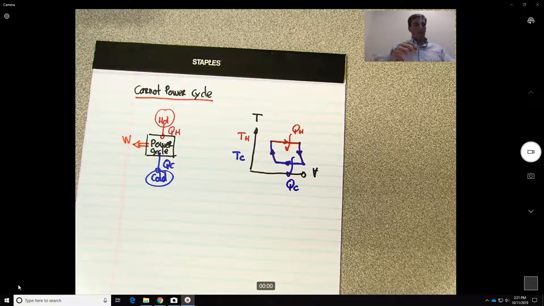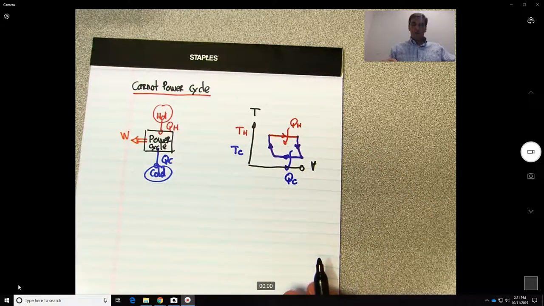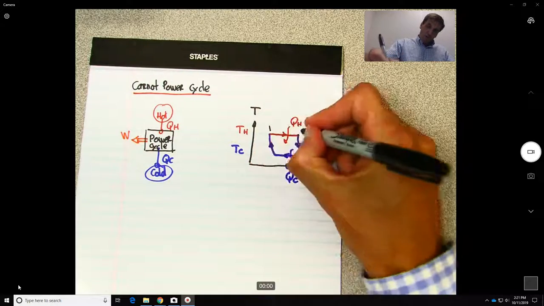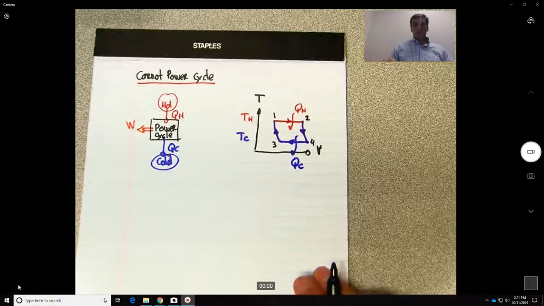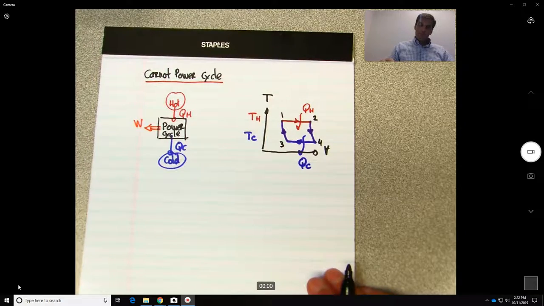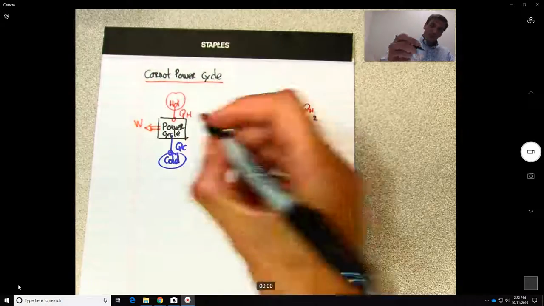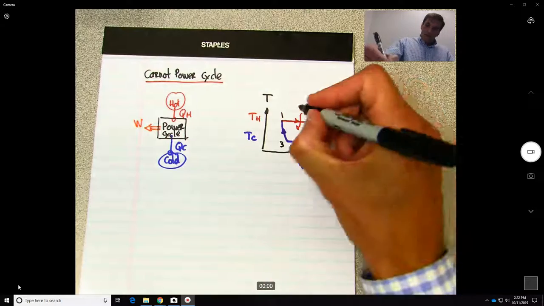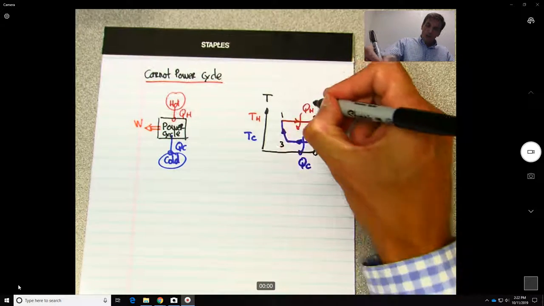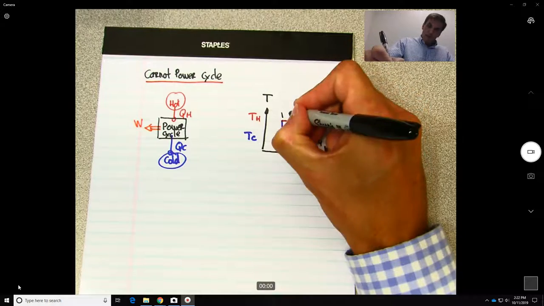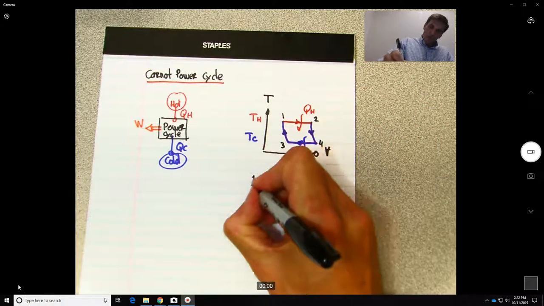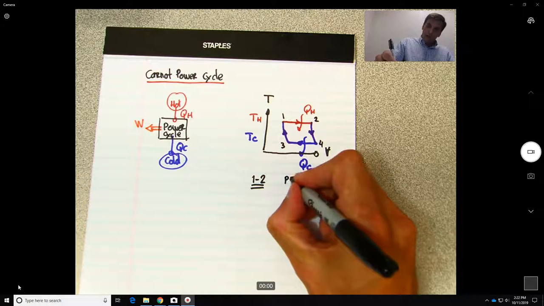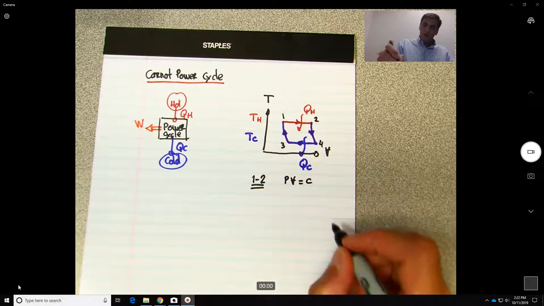All right, so I'm gonna add a couple of things before doing the derivation. So this would be 1, 2, 3, 4. So maybe let's do it over here. So process 1, 2 will follow the relation PV equal to a constant.